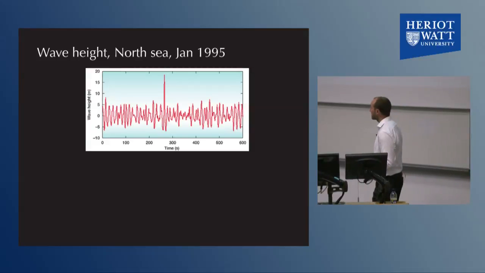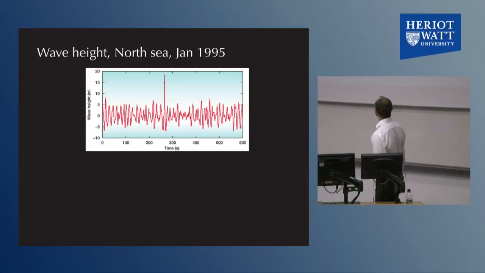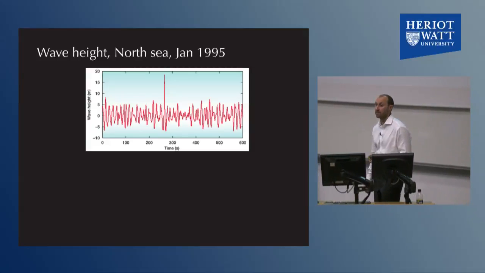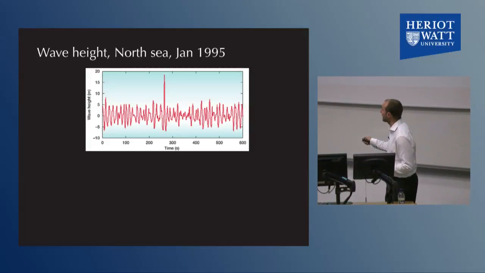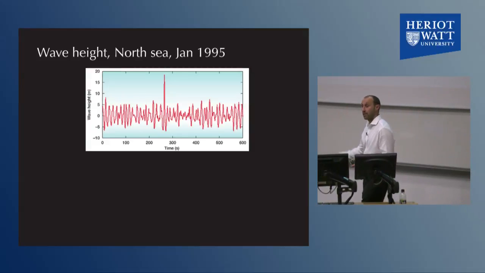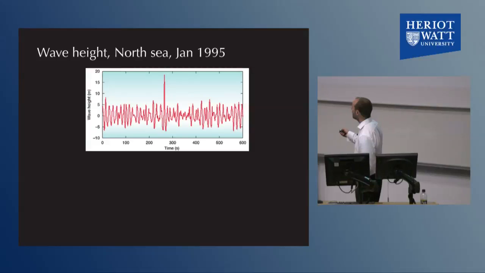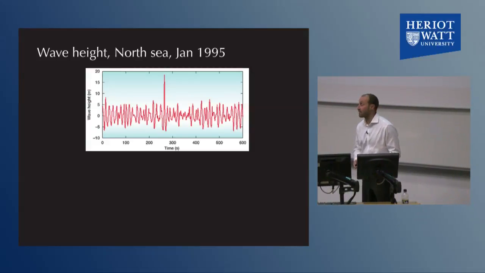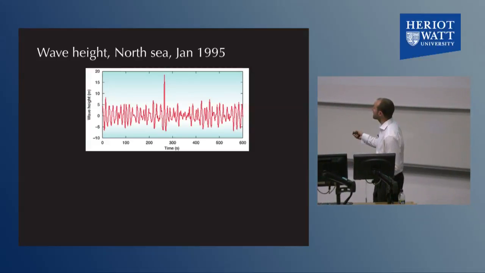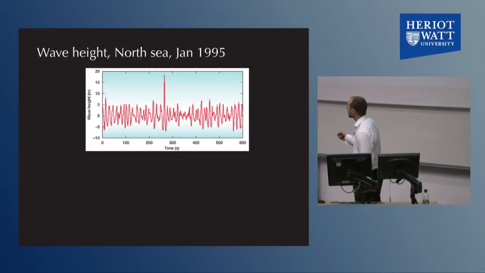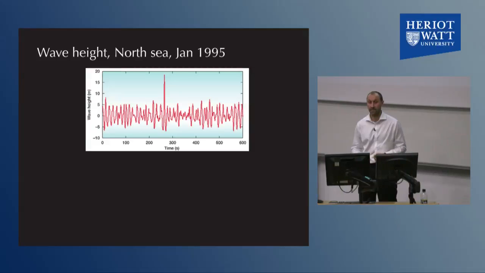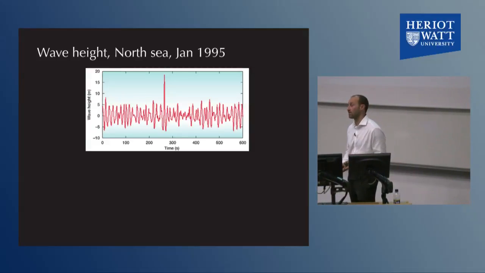Well, this is a measurement of the wave height taken off an oil rig in the North Sea in January 1995. What you can see here is this red line shows you the sea waves oscillating up and down with an average height of about 3 meters. But then all of a sudden, out of nowhere, you get this massive spike, with a peak-to-peak height of nearly 30 meters. It's a massive wave.